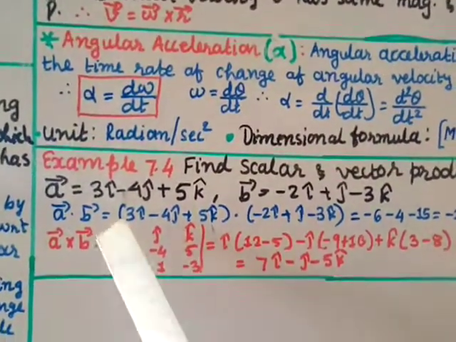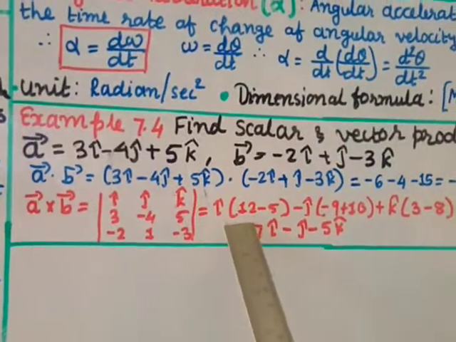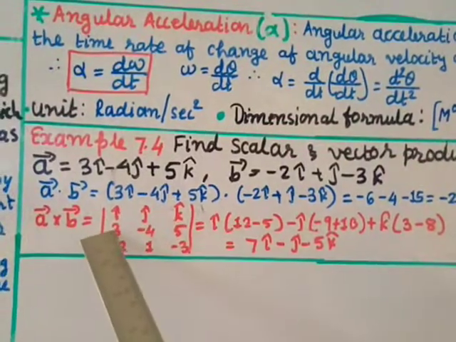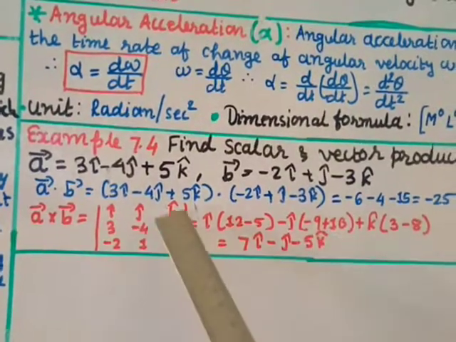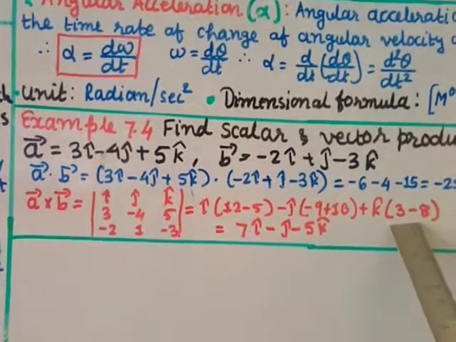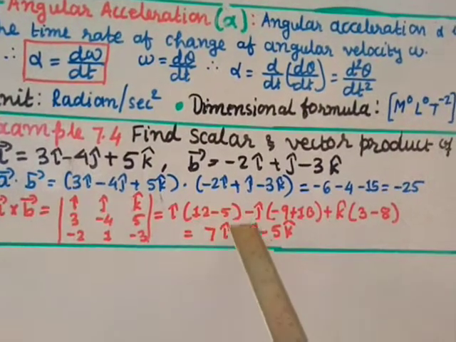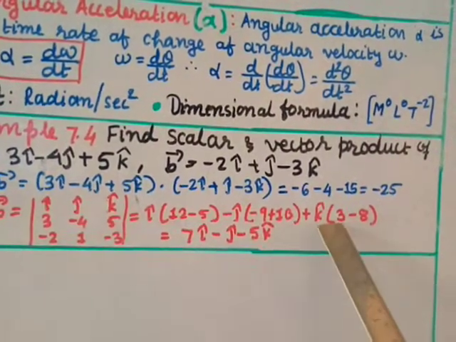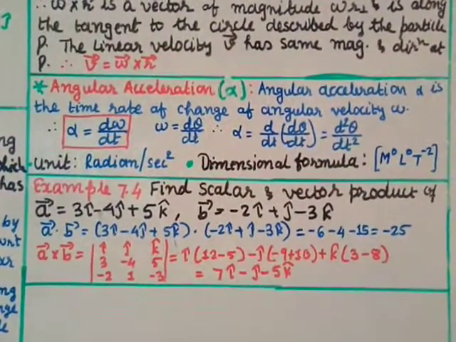So what we are doing is, when I take i cap, I multiply minus 4 into minus 3, minus 5 into 1. There is a minus in the formula for j cap, so you multiply 3 into minus 3, and minus of minus 2 into 5 gives plus 10. For k, 3 into 1 is 3, minus 2 into minus 4 is plus 8, so it becomes minus 8. 12 minus 5 is 7 i cap, minus j times minus 9 plus 10 is plus 1, so it remains only j, plus k cap: 3 minus 8 is minus 5. So that is the solution for example 7.4.